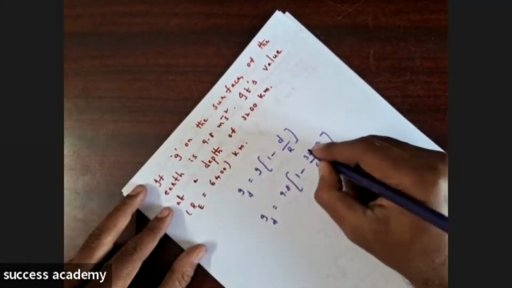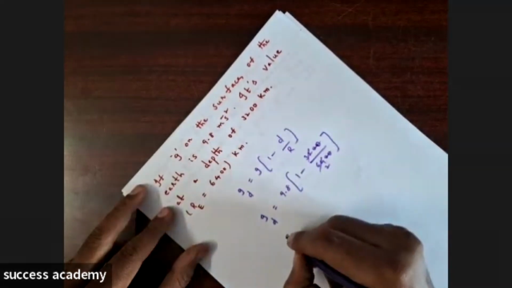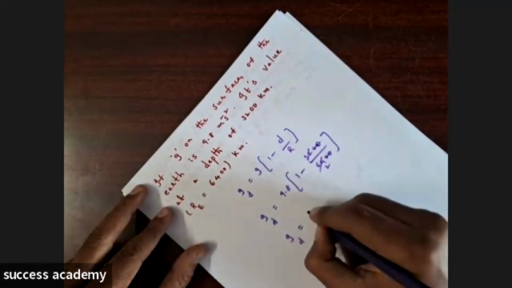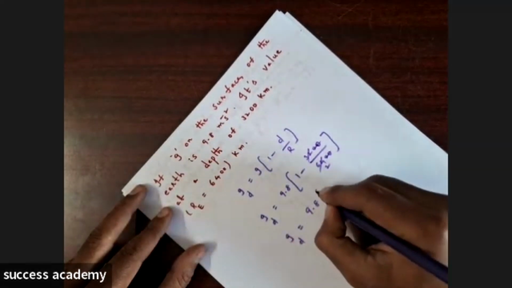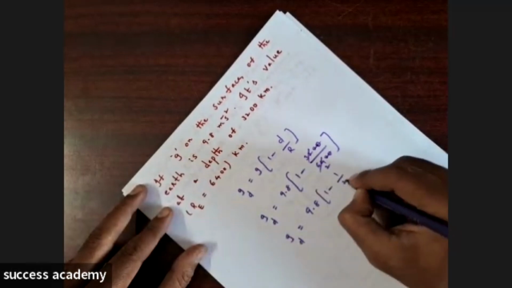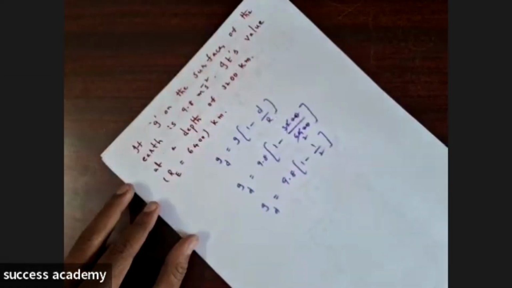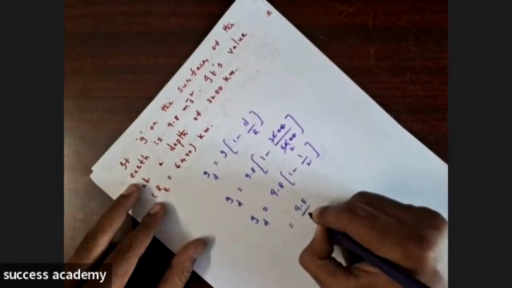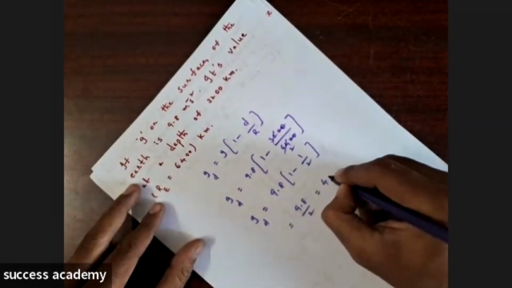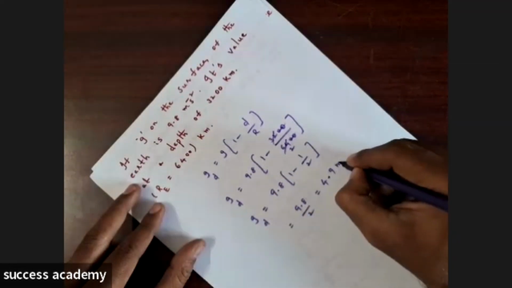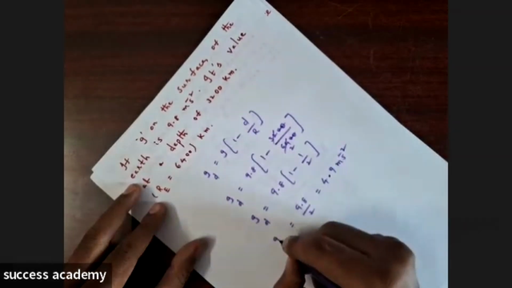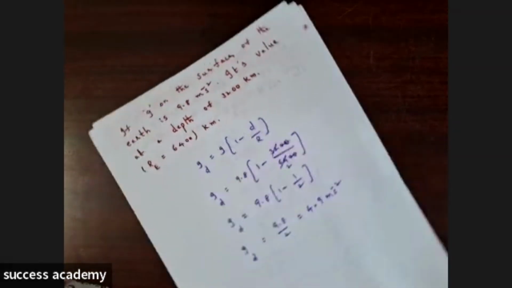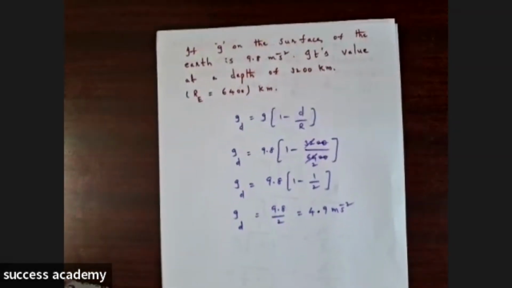Cancel the two zeros, 32 ones are 32, 32 twos are 64. gd is equal to 9.8 into 1 minus 1 by 2, which is 1 by 2. So 9.8 by 2 is equal to 4.9 meter per second square. At depth d, the acceleration due to gravity is 4.9 meter per second square.